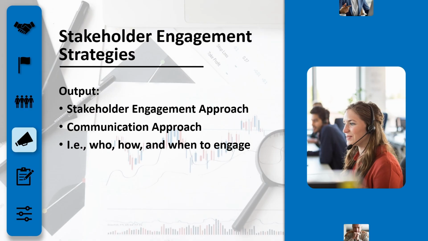Let's consider a real-world example. Imagine a government department rolling out a new online tax system. If the engagement strategy only focuses on internal staff and misses the small business community, the solution might look efficient on paper but fail in practice, because the people who actually file taxes are not comfortable with the new system. By involving them early, through targeted outreach sessions, you create not only better requirements but also smoother adoption.